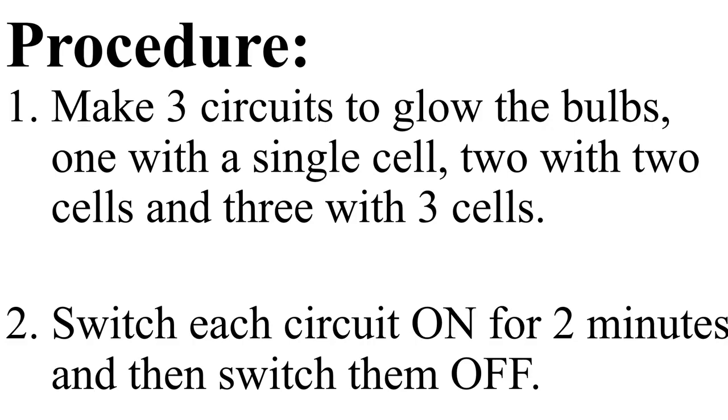Procedure. Number 1, make 3 circuits to glow the bulbs: 1 with a single cell, 2 with 2 cells, and 3 with 3 cells. Step number 2, switch each circuit on for 2 minutes and then switch it off.